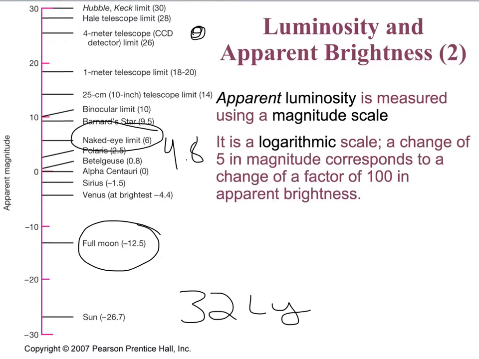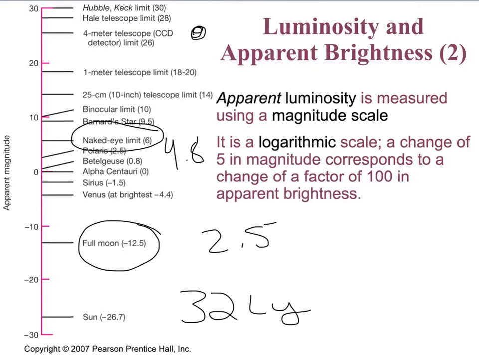This is a logarithmic scale. With every increase in magnitude of 1, you get an increase in luminosity or brightness of 2.5. Every change of 5 magnitudes corresponds to a factor of 100 in apparent brightness. So you're not just changing by a factor of 1 for every change in magnitude.